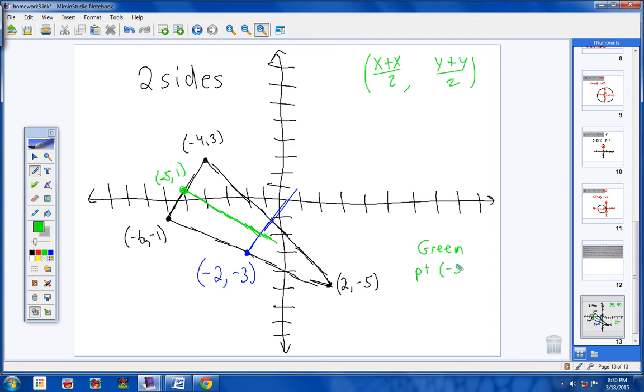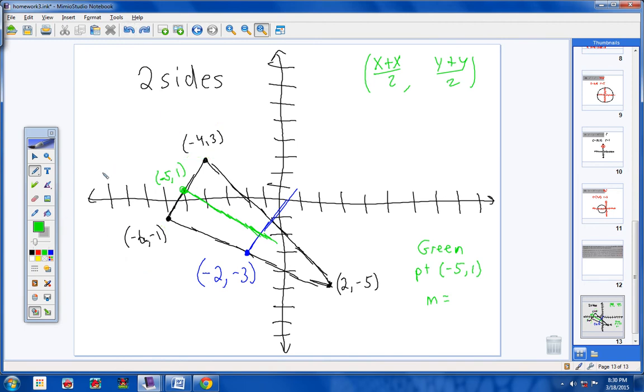Negative 5, 1 lies on the green line, does it not? Right here. I have to know the slope of the green line. Okay? I don't know that, however. I know this line here and this line here are perpendicular. So if I can find the slope of this line here, then the slope of this line has to be the opposite reciprocal. Okay, so what is the slope of this line here? Well, take this point here and this point here and find the slope of the black line. Okay, of this line right here.